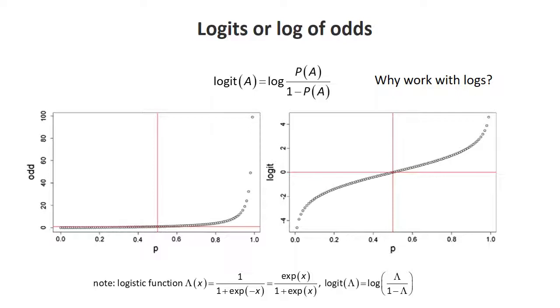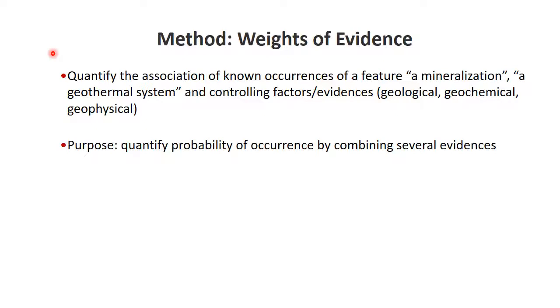Okay, so now we come to the first method, which is the method of weights of evidence. The idea here is the same as we see in the examples: we have some target feature we'd like to determine, and we may have already observed this in certain areas of the domain, such as a mineralization occurred, a geothermal system occurred, etc., and we have multiple evidences. So how do we combine these multiple evidences and tell us something about the uncertainty of such occurrence in other areas? So we get something that provides us a map of either susceptibility or probability.